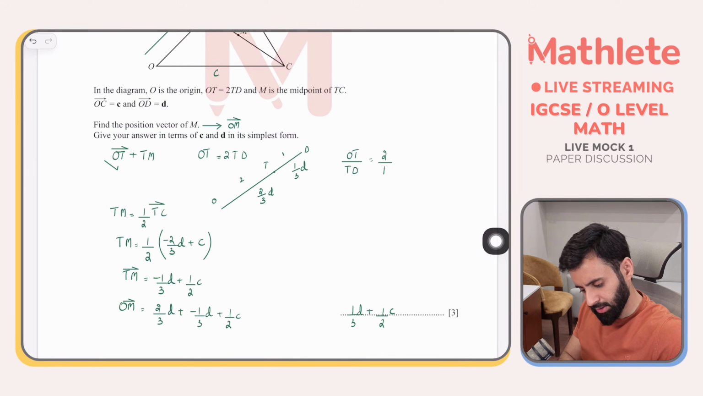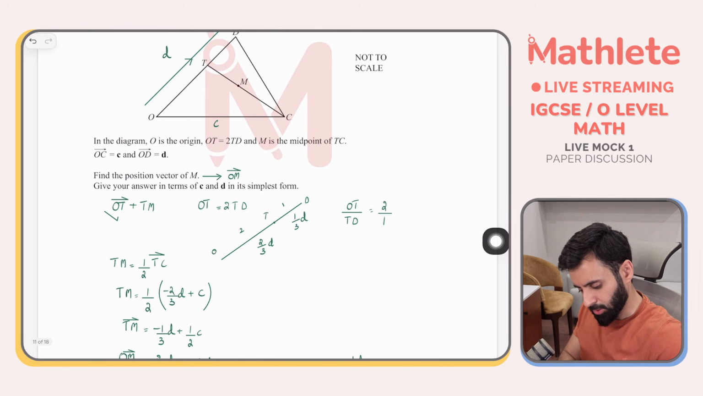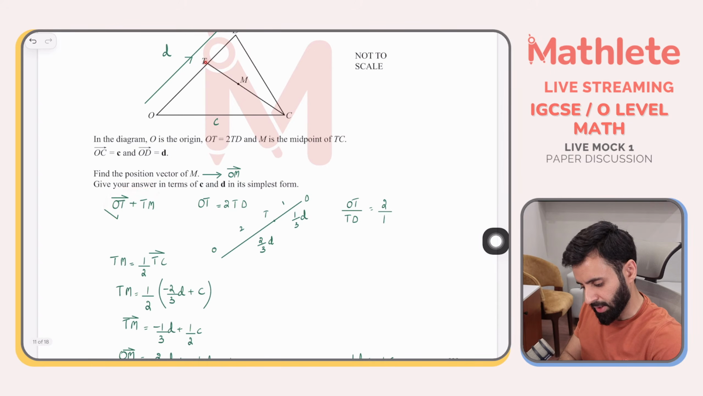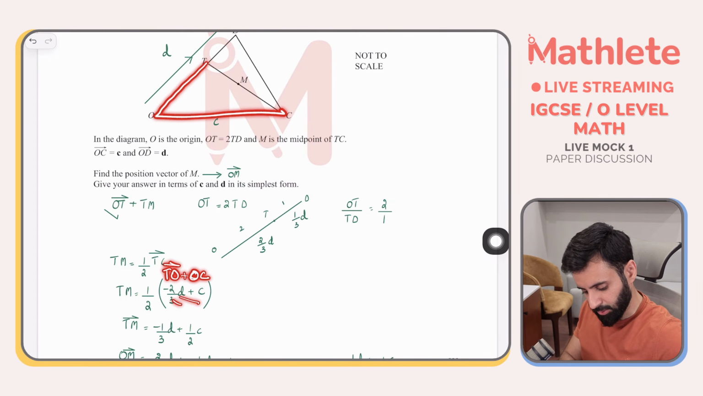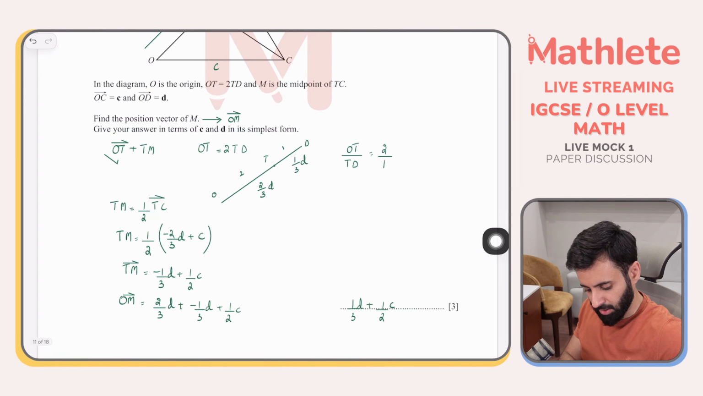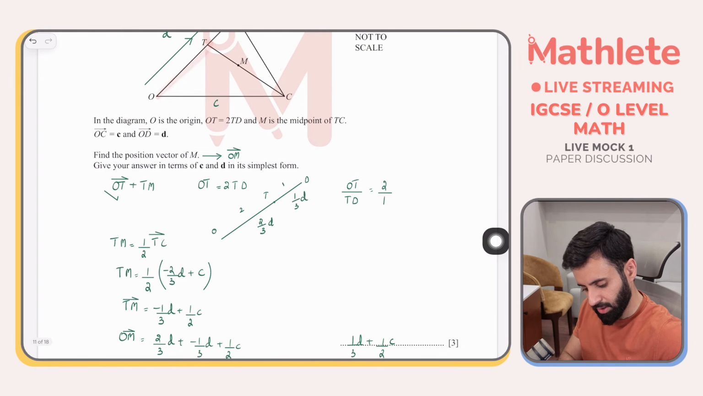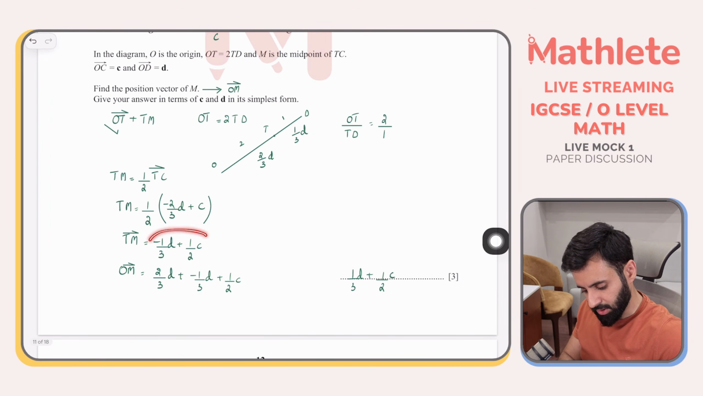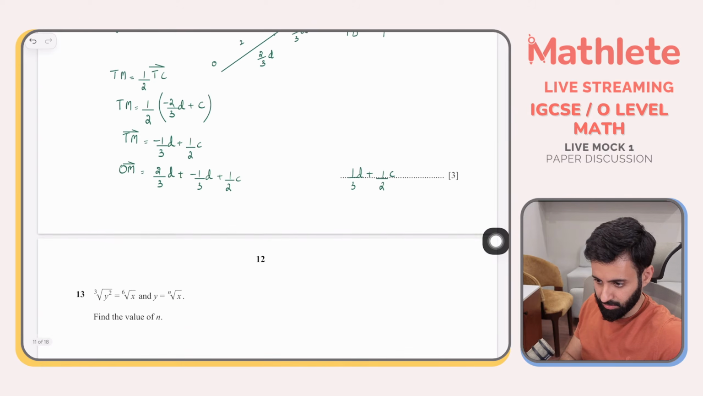Then the question says, M is the midpoint of TC. So we know that these are the two vectors that we want. So हमने कहा कि TM निकालते हैं. कैसे निकालेंगे TM? We're going to take half of TC. So for TC, we go from T to O to C. Okay, so this is TO plus OC. So TO is minus 2/3 D plus C. Here it is. We take half of it. This is what we end up with. Now it's time to put all the information together, because we have OT, we have TM. OM is equals to OT, which is 2/3 of D, plus TM, which is equal to all this, simplify, get the answer.